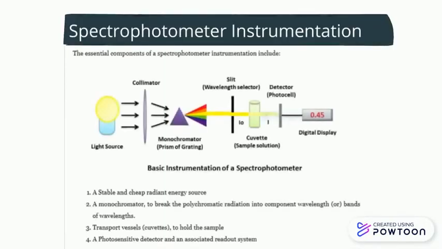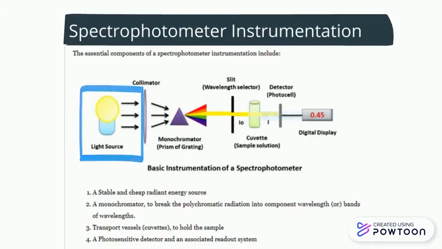The spectrophotometer has four essential components. First of all, the source of light. There are two light sources: the tungsten lamp, which generates visible light, and a deuterium or hydrogen lamp, which generates UV light. The deuterium lamp gives wider and more intense light in the UV region than a hydrogen lamp.